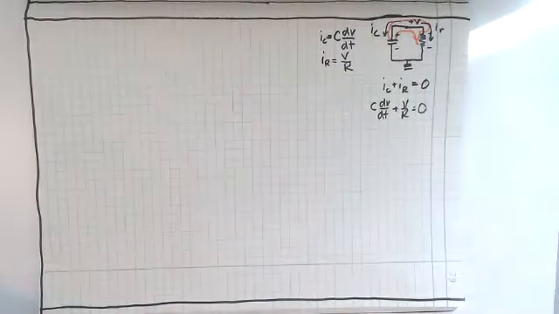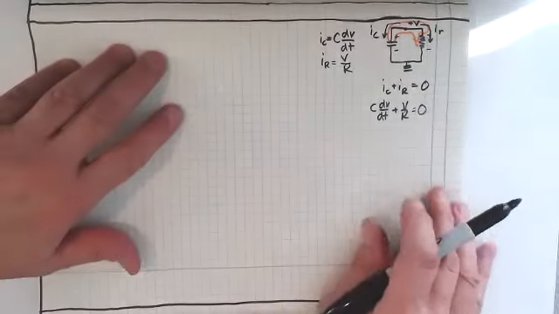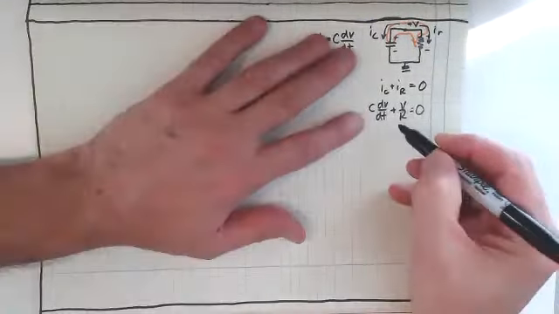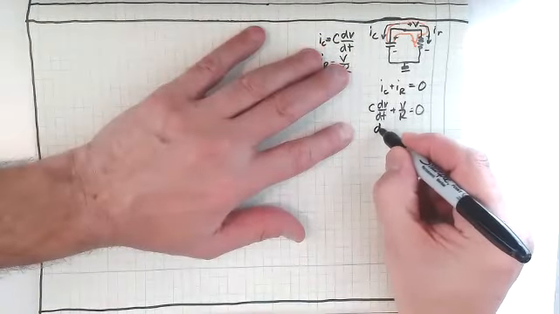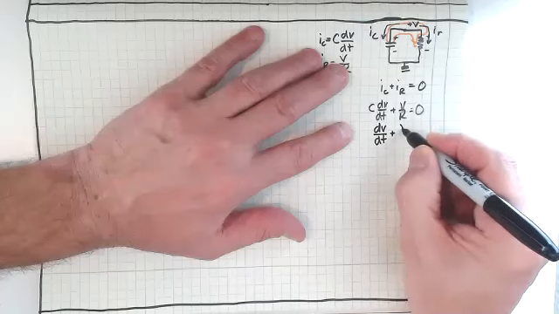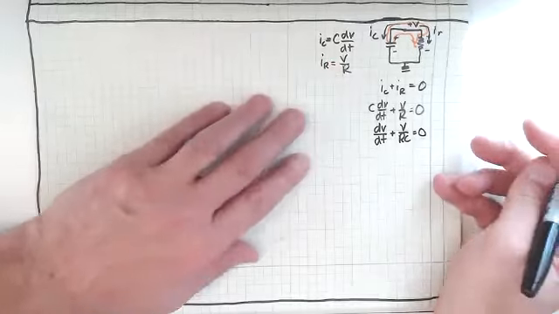Let me get another pen that's got a little better ink in it. And I can rearrange that a little bit too. Let's divide both sides by C. So I get dv/dt plus v over RC equals 0, right?